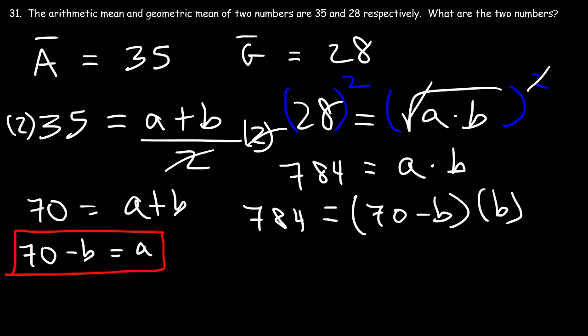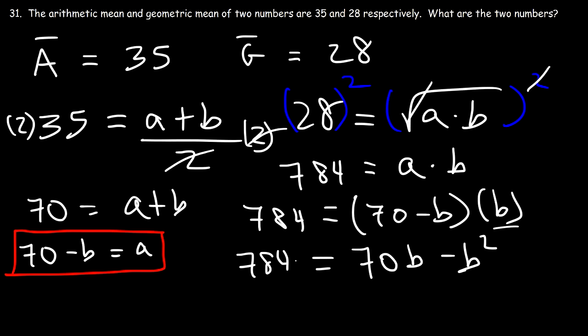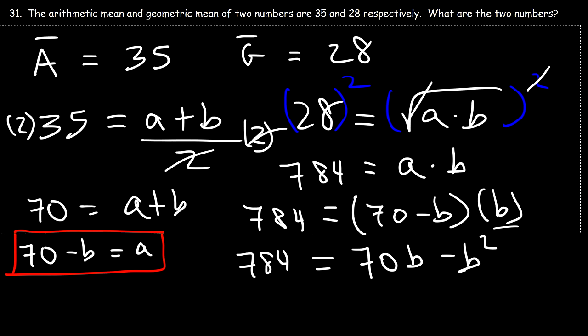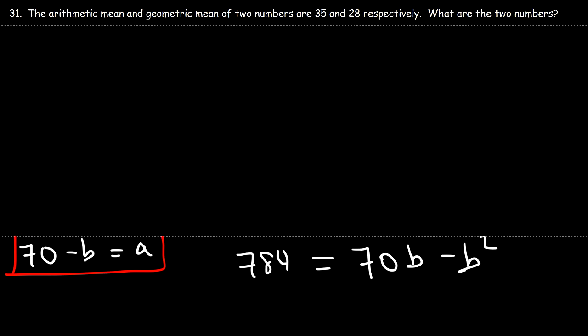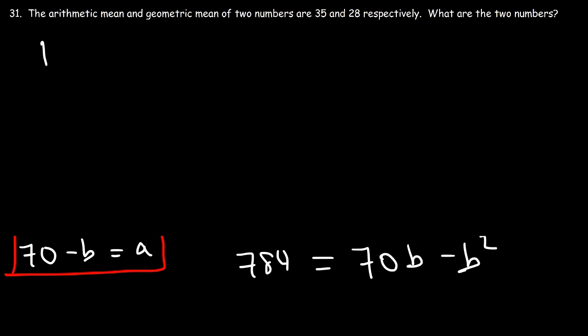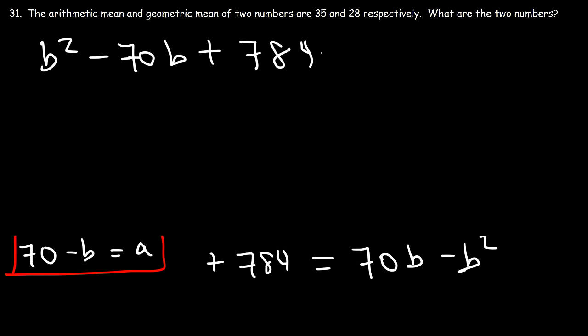So now I could solve for B. I'm going to distribute this B, so it's going to be 70B minus B squared. I'm going to take everything from the right side and move it to the left side. So on the left it's going to be positive B squared and negative 70B. Now this is going to remain on the left, so it's going to stay positive 784.